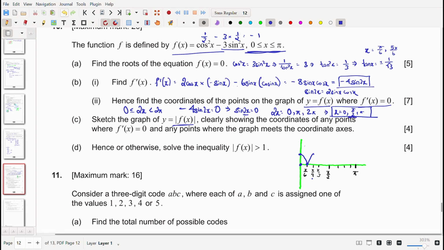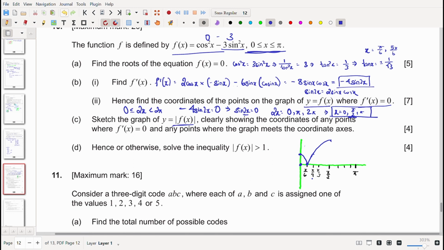Now it keeps on increasing until we hit pi by 2. So what happens when we insert pi by 2 into the equation? So cos of pi by 2 is 0, minus 3 sine squared pi by 2, which is 3 times 1, which is minus 3. So then mod of f of x is going to be 3. So at pi by 2, we have 3. So let's call this 3. And let's finish the curve. And so that's how it's going to be.